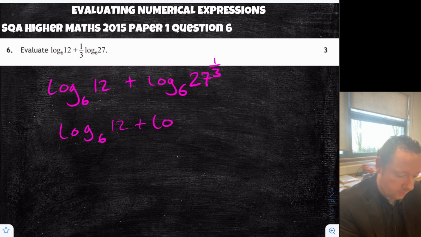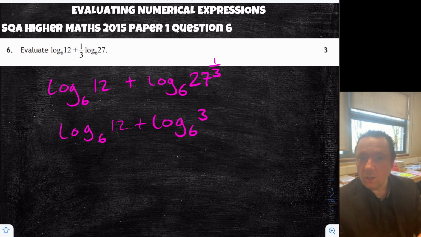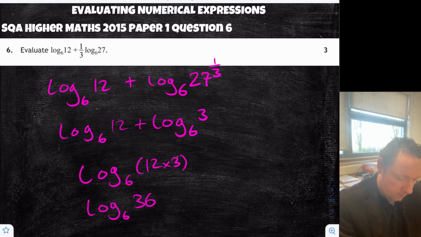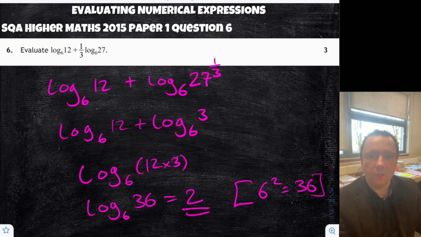So log 6 (3). And then adding logs means we can just times it into one log and the numbers times together. So that's log 6 of 12 times 3, that's log 6 36, which is equal to 2, and that's because, remember, 6 squared equals 36. So 2 is our final answer, and we're done there.